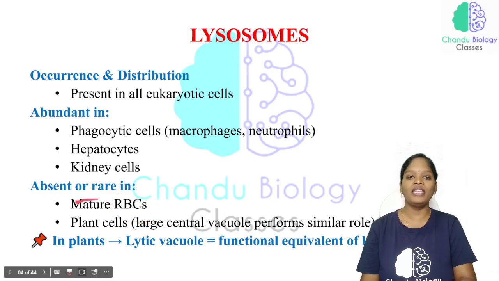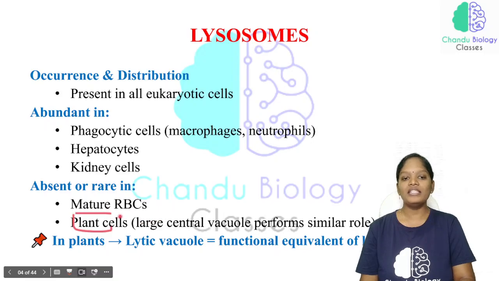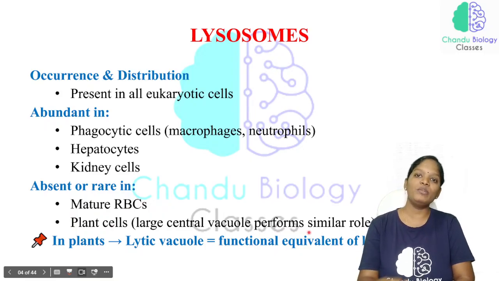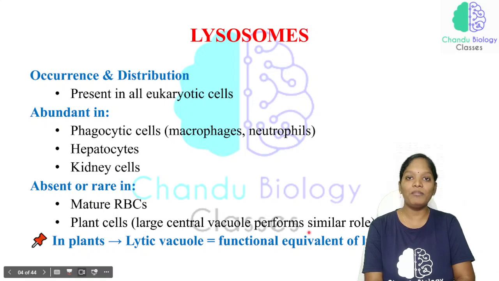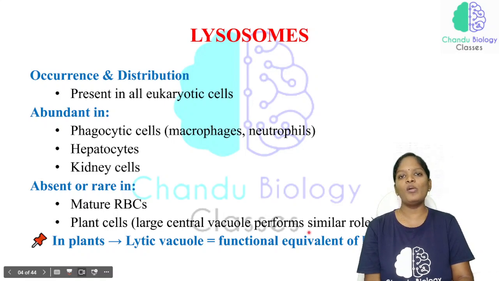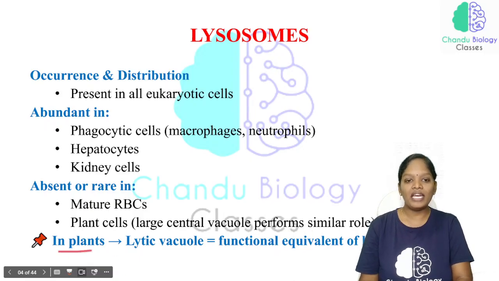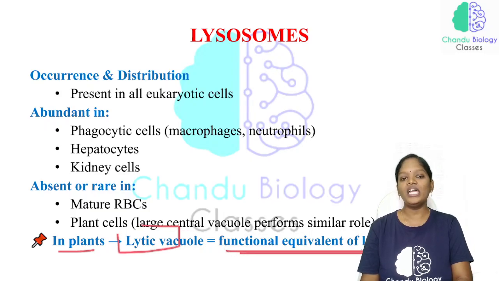Okay, and see, in plant cells, a large central vacuole performs a similar role to the lysosome in animal cells. That is why the lysosome is not present in plant cells. Why? Because the vacuole is doing the same function, so there is no point in having lysosomes in plant cells. This is the reason. So in plants, the lytic vacuole is the functional equivalent of the lysosome.